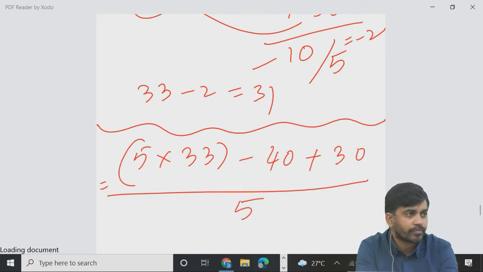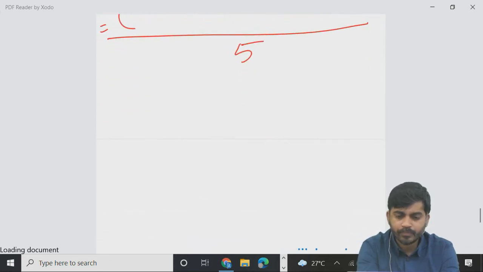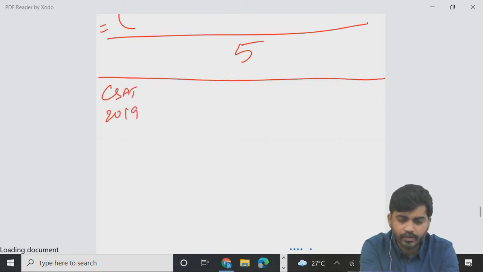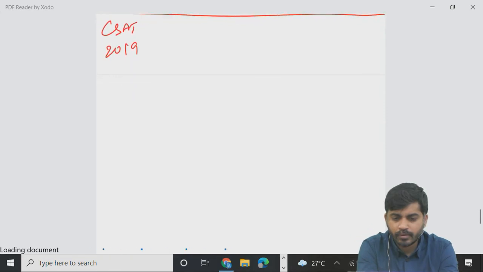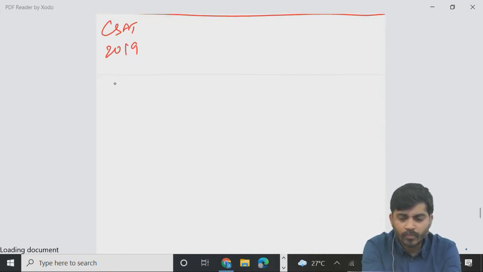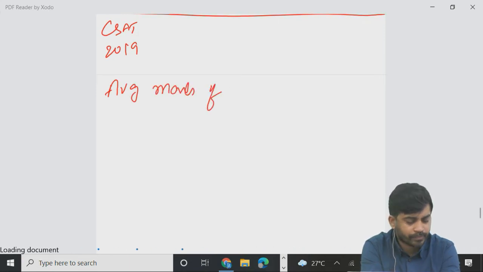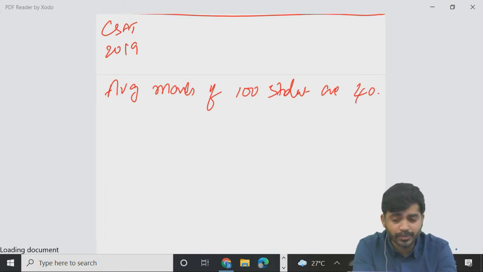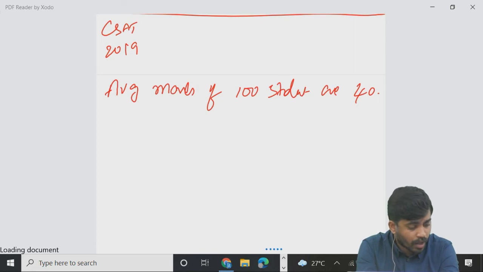Okay. One CSAT previous question, note down this. 2019. Average marks of 100 students are 40. Average marks of 100 students are given to be 40. Okay.